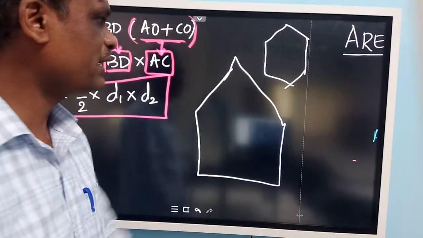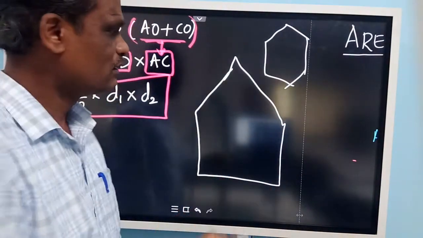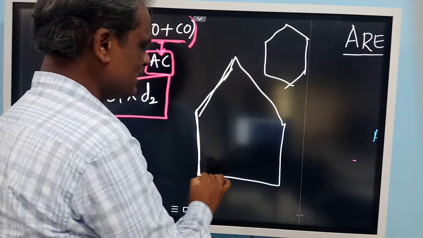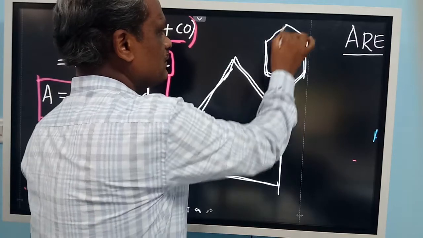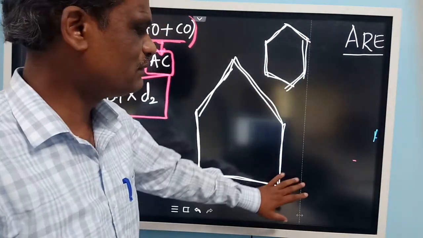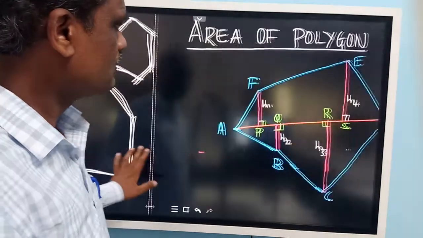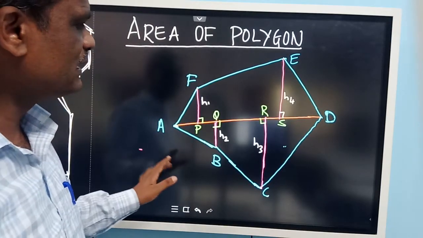Find the area of a polygon. So this is having 5 sides, means it is a pentagon. Having 6 sides means hexagon. 7 sides means heptagon. So now here is a diagram.